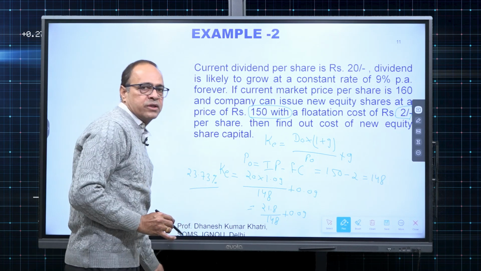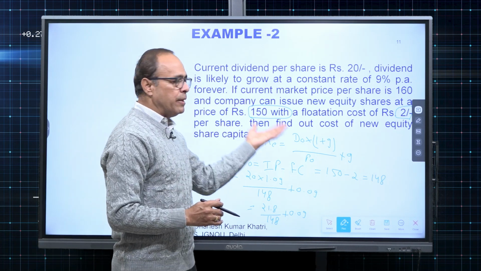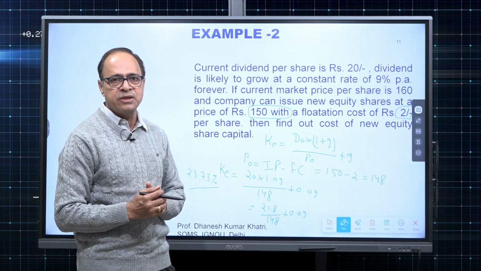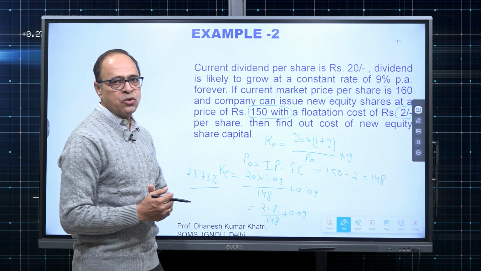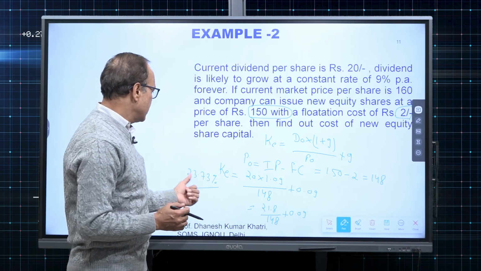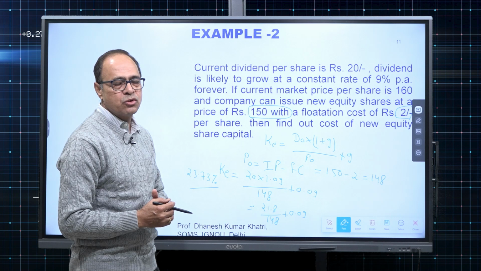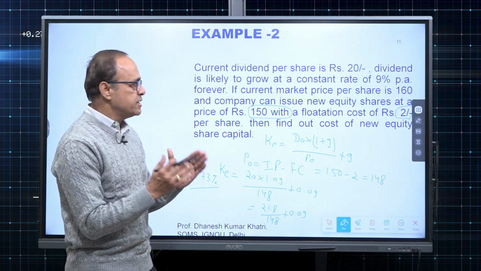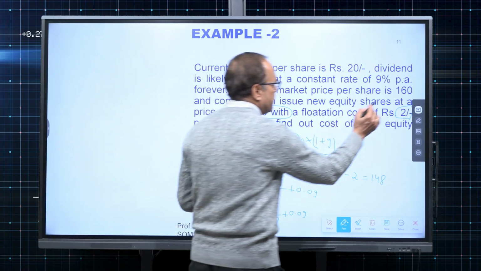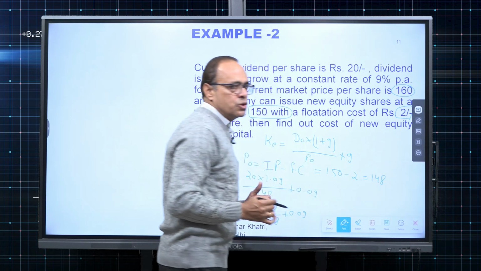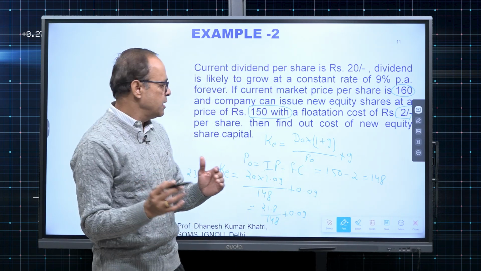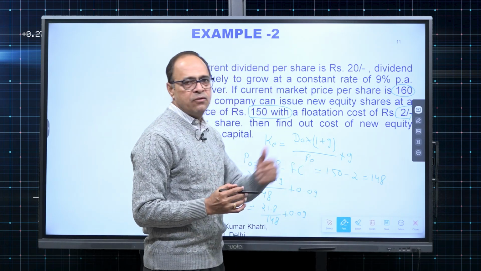So we can say for this company the existing cost of capital was the one which we calculated in the previous slide, and the cost of new issue or new equity is 23.73%. So you have to pay attention: for the existing one, use the current market price, and for the new issue use the net issue proceeds, which is issue price minus the flotation cost.